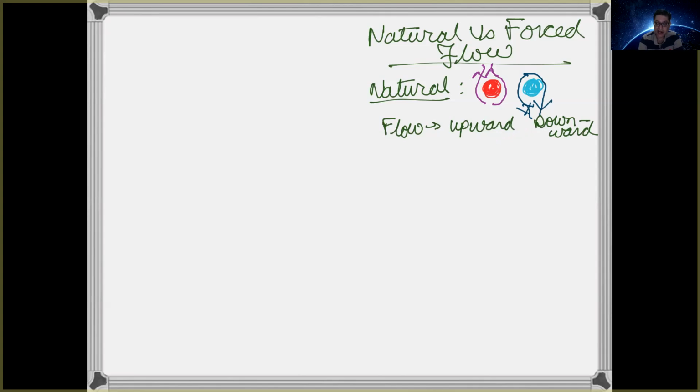Whereas if you have situations where you need an external energy source, like a pump to generate a flow for liquid, and we use a blower to generate flow for gases, such flows are called forced flows.